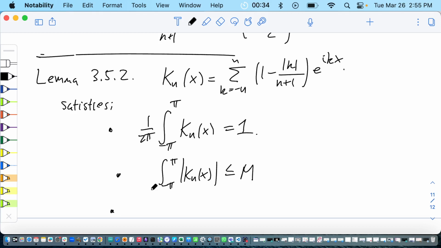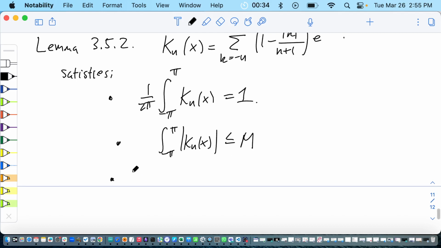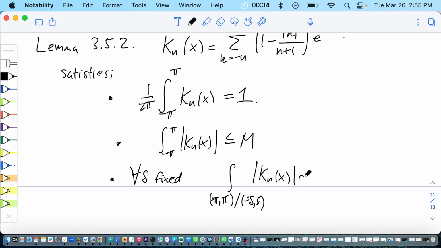And this is the big one. For all delta fixed, if you do the integral from, this is the way the textbook writes it, from minus pi to pi, but please skip over minus delta to delta. So everything outside of minus delta to delta, and then you integrate Kn of x dx, that is going to 0. So the limit as n goes to infinity equals 0.